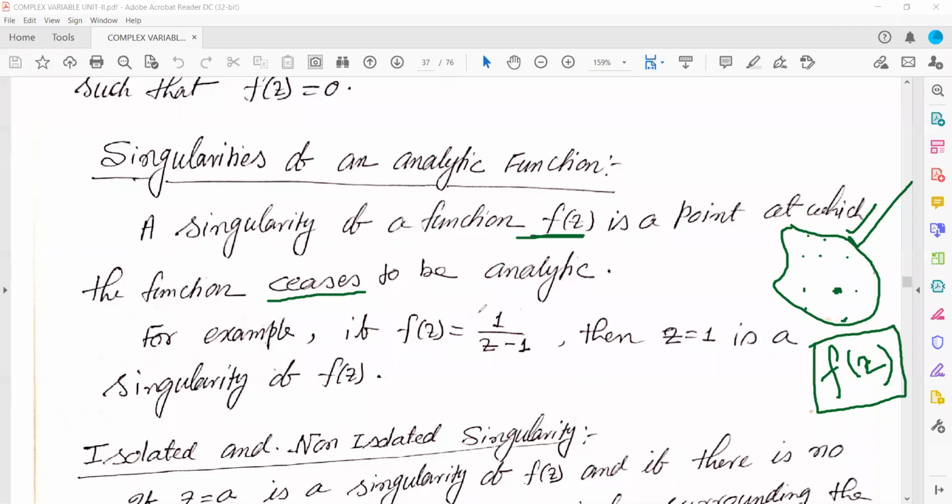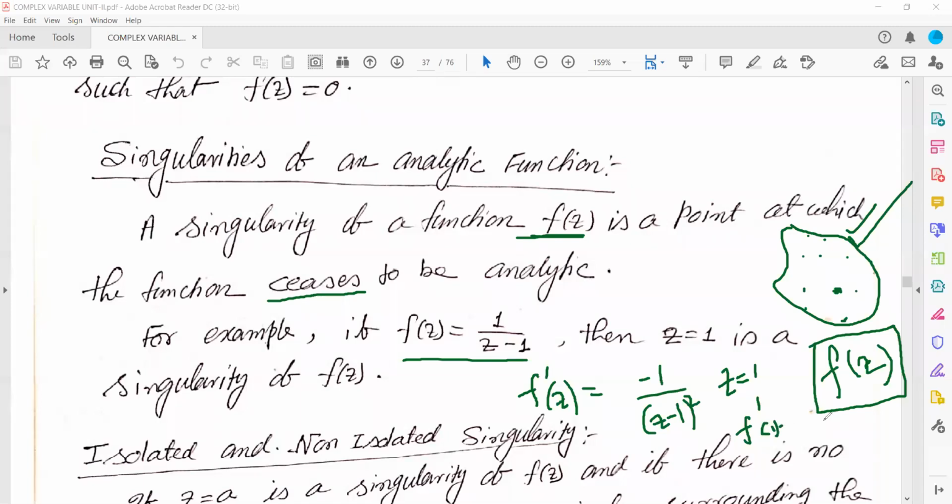For an example, f(z) is equal to 1 upon z minus 1. Now if you find its derivative, f dash z, you'll get minus 1 by (z minus 1) whole square. Now if you put z equal to 1, what will f dash 1 be?